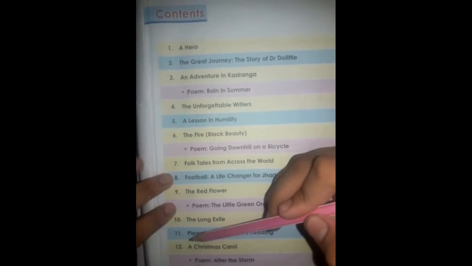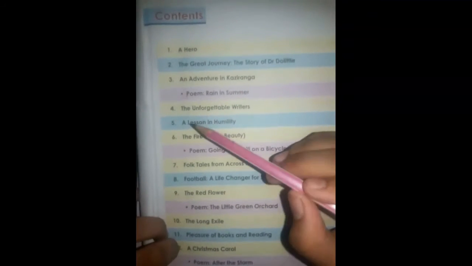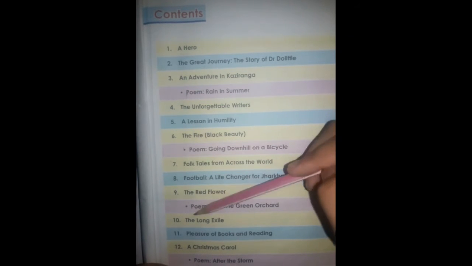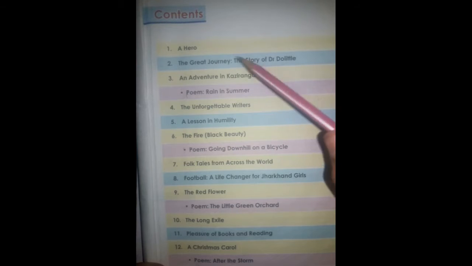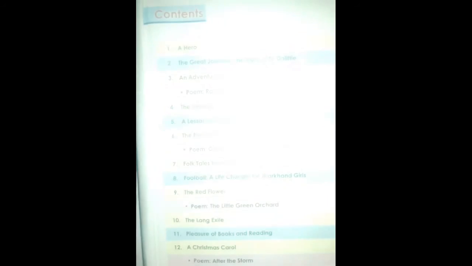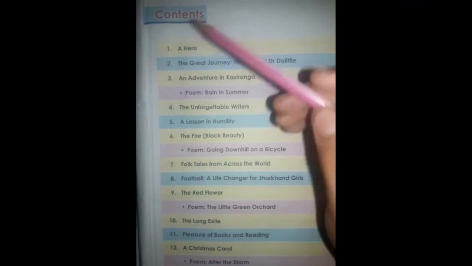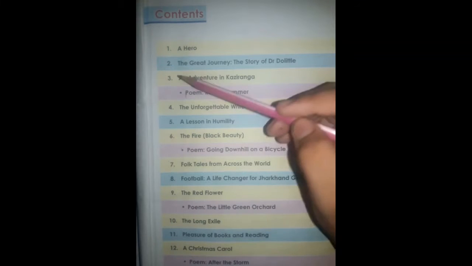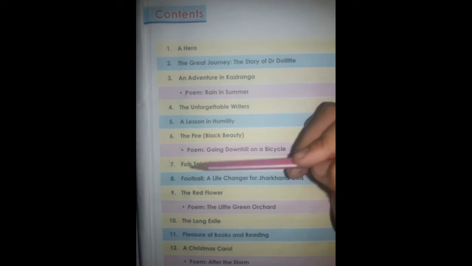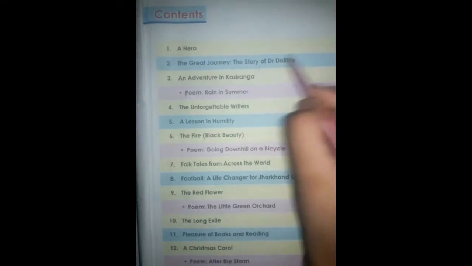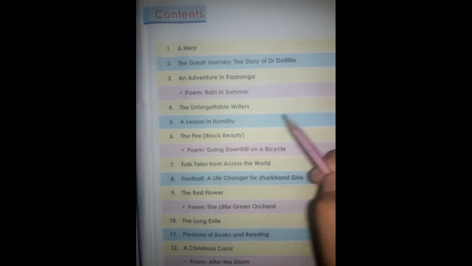In the contents, there are 12 chapters written, but there are actually not 12 chapters. There are 1, 2, 3, 12, 13, 14, 15 and 16. The poems are also included, so there are 16 chapters in it, and we have to study till 16 for the final year. For half yearly, we have to study 8 chapters, which is chapter 1, 2, 3, 4, 5, 6, 7, 8.